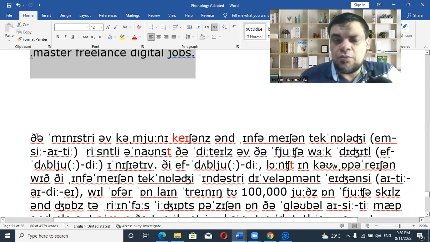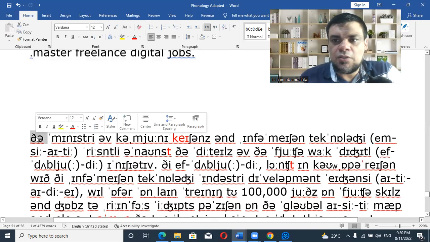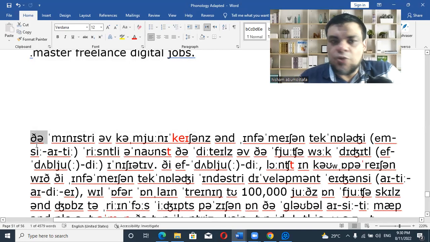here I would ask you, what is this? Is it strong form or weak form? Yes, this is the weak form of that. The strong form is the. Why did you use the weak form? Because it's followed by a consonant. So it's the, not the.